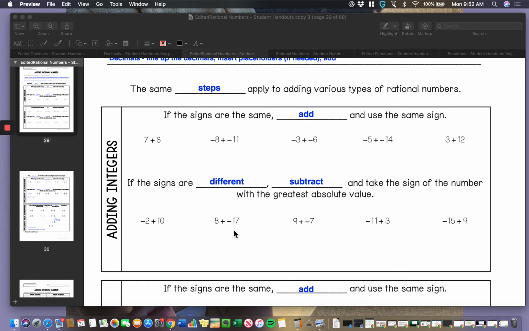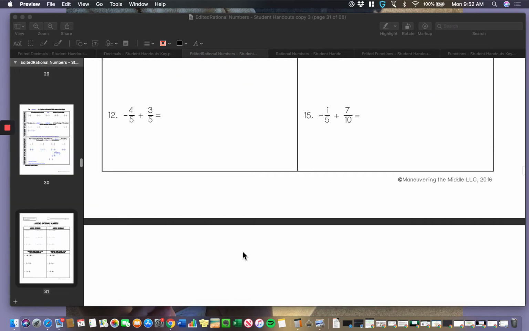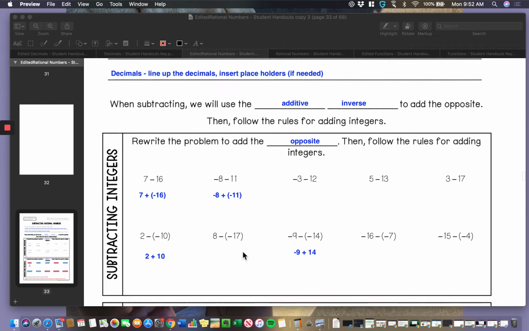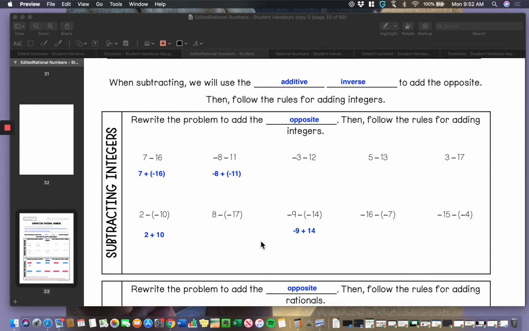This is additive inverse right here. Okay? You could subtract 17 from 8, right? But then you're going to have a negative sign. So I always just like to do additive inverse.